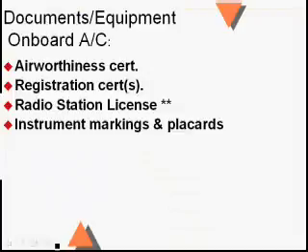Instrument markings and placards: green arcs, red lines, yellow arcs, white arcs, placards all over the airplane saying you've got to close and lock the door and so on. Those things all have to be in the aircraft and legible for it to be airworthy.